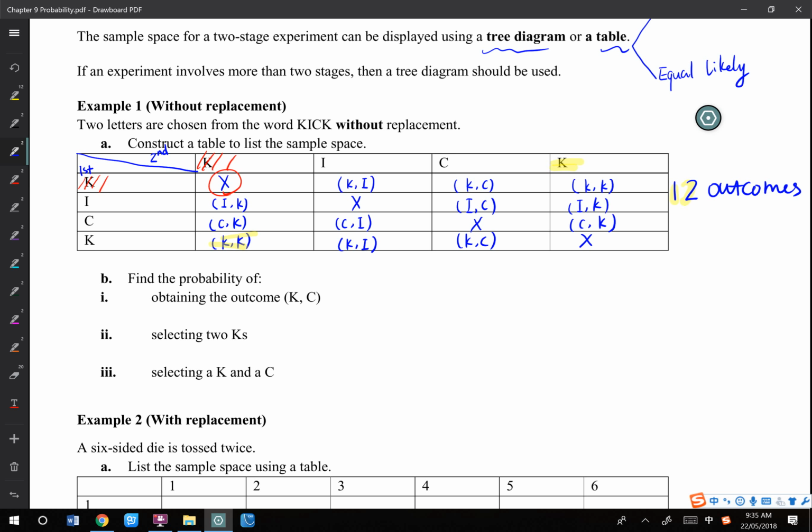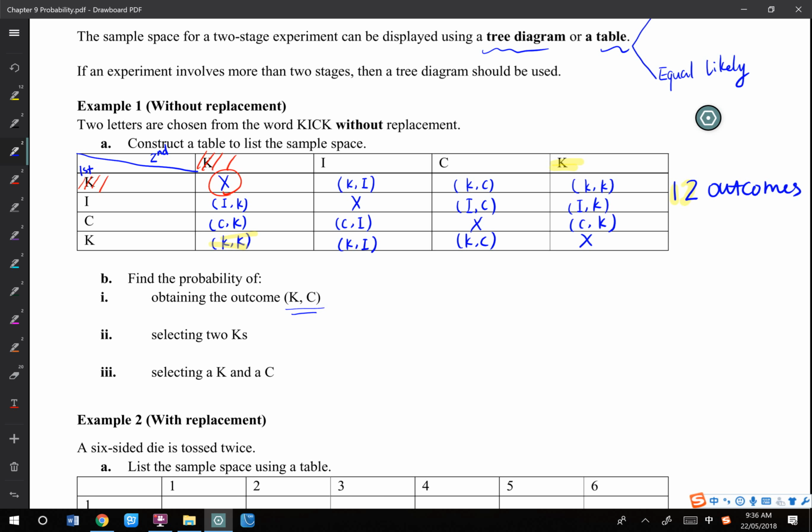Now let's have a look at B. B is asking you to find the probability of obtaining the outcome KC. When I write things in the brackets, it always describes the first K and the second C, with order. So when it's given in the bracket, like in the coordinates form, it means with order. It can't be a C and a K. It really depends on whether I care about the order: do I want a first C and a second K, or a first K and a second C, or do we just want the K and the C in my hand? But in this question, it gives you the coordinates, which means you must follow the order.